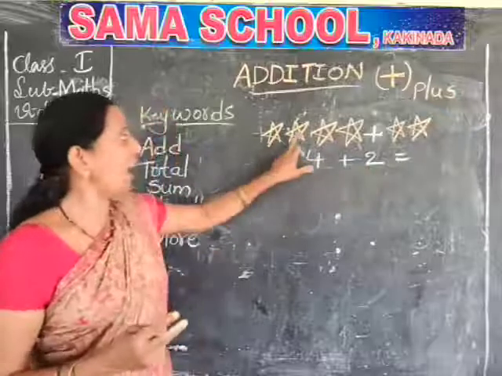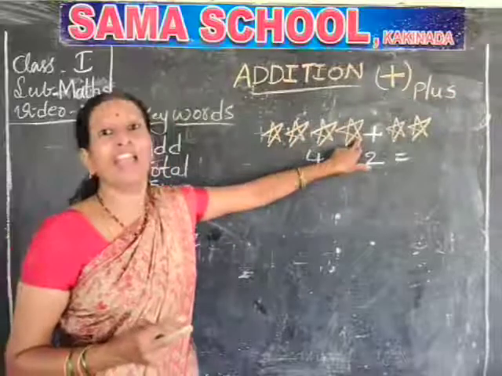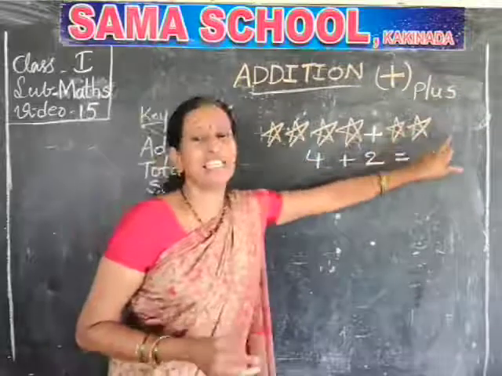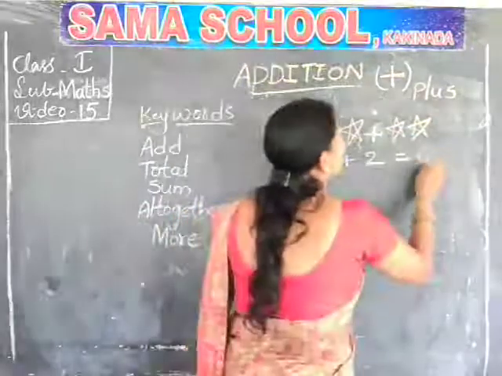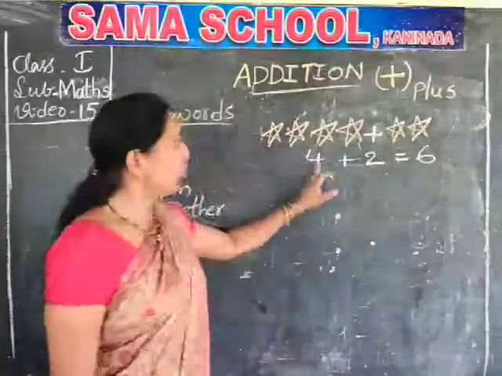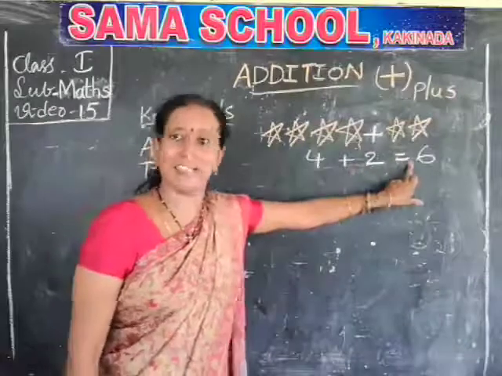So 1, 2, 3, 4 and 5, 6. How many stars? 6 stars. Now children, 4 plus 2, 6. Okay na?